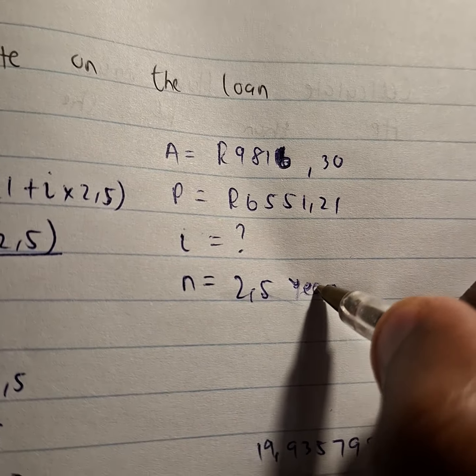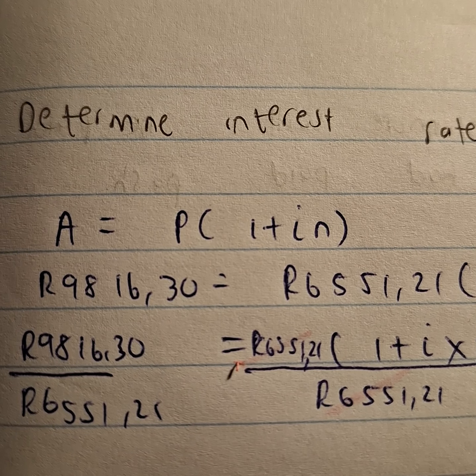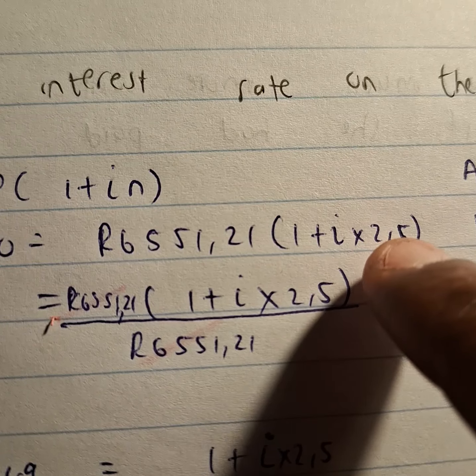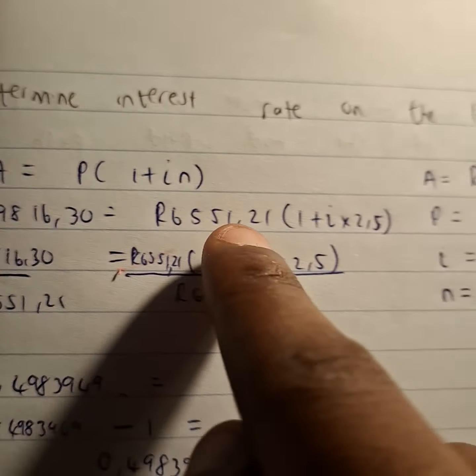So now we are ready to use the formula that we use whenever we are dealing with a simple interest situation and we want to calculate a certain variable. In the place of A, we substitute 9,816 rand 30 cents. In the place of P, we substitute 6,551 rand 21 cents. And then 1 plus i, and then n, which is the 2.5 years. Then after doing that, we want i. But remember, i is inside the bracket, but outside the bracket we have the 6,551 rand 21 cents.